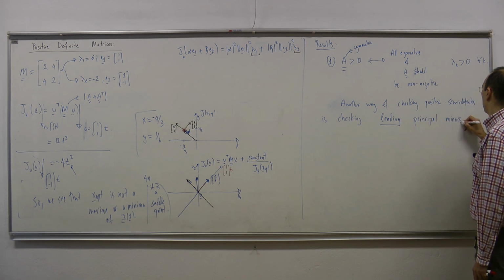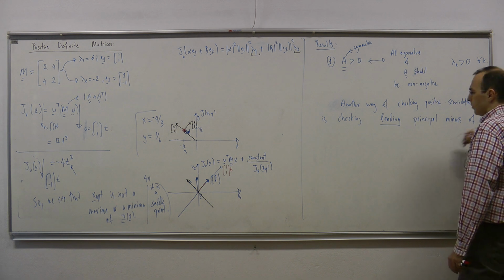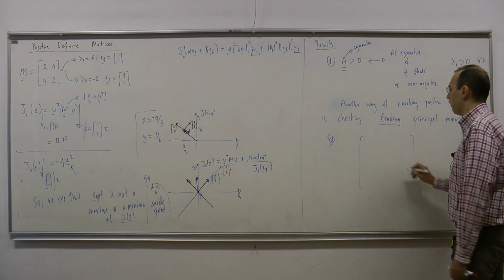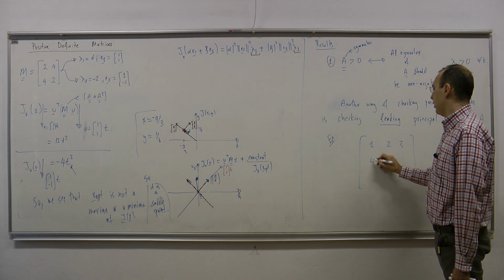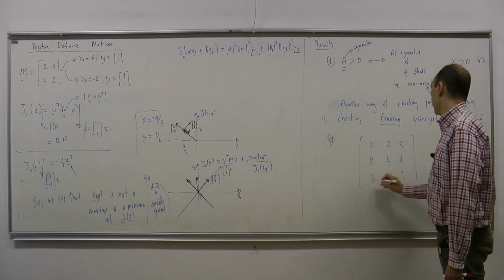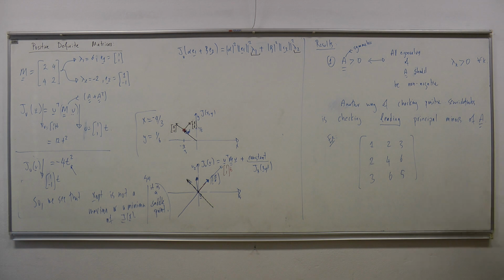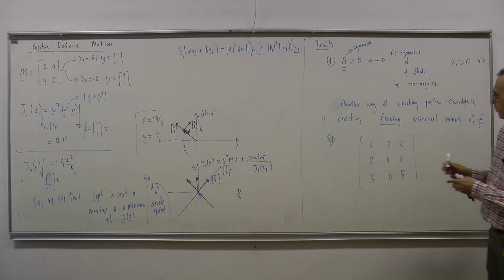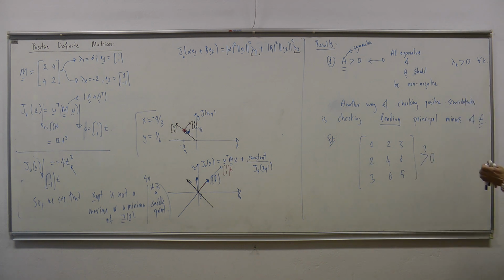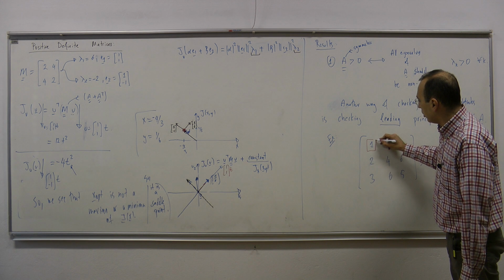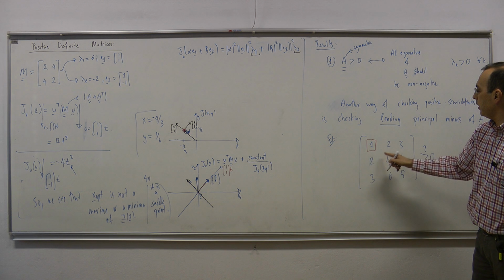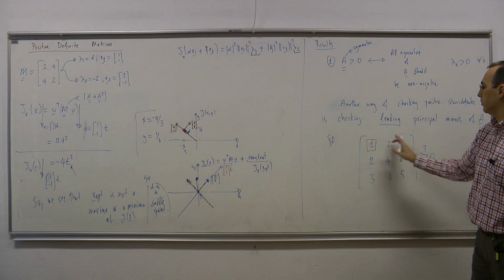So let me write an example. Just a brief example. 1, 2, 3. Well, let me write 2, 4, 5. Something like that. I have a symmetric matrix like this. So how do you check whether this is positive semi-definite or not? Well, you check this determinant. This is the leading principal minor, obtained by deleting the second and third rows and columns.